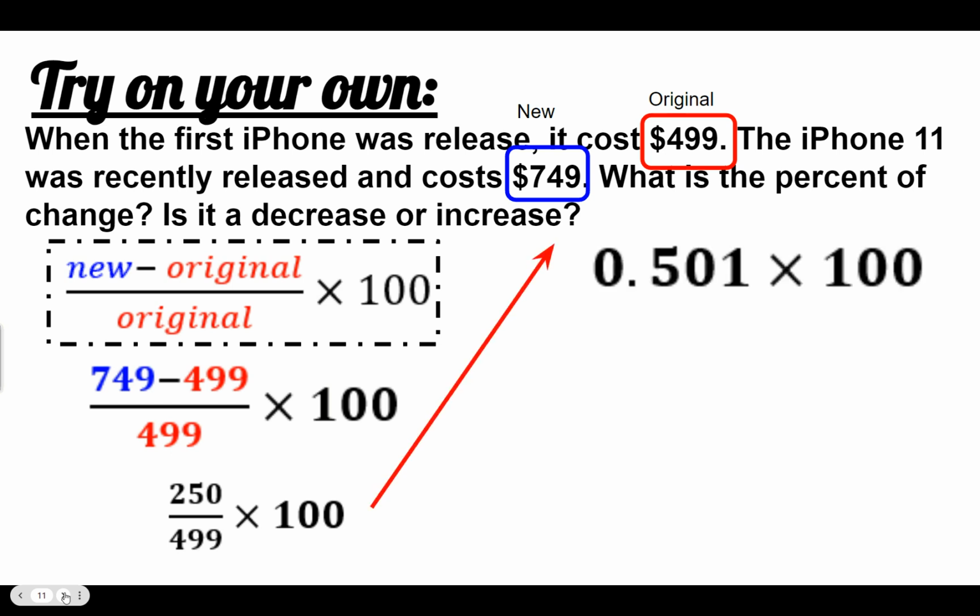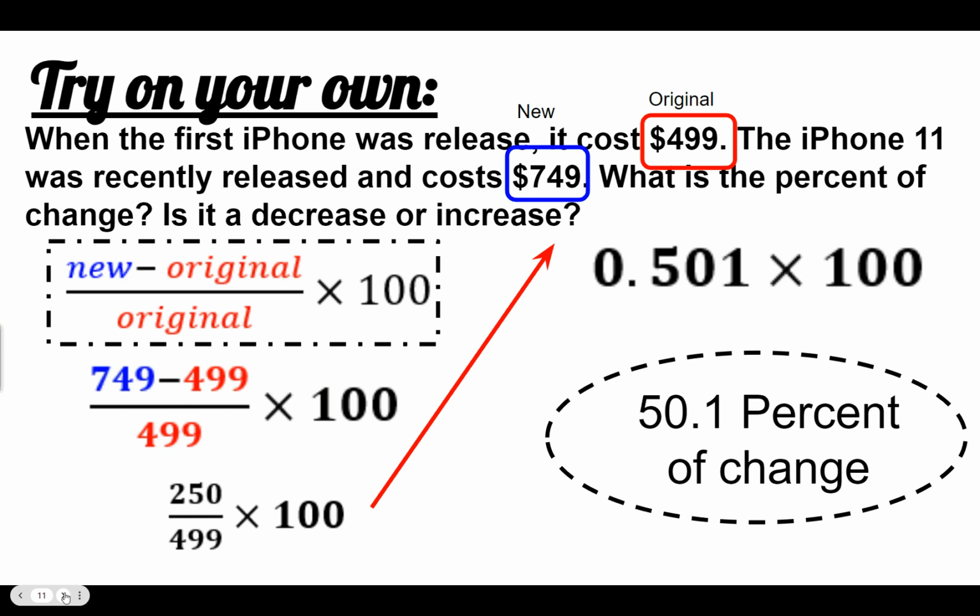That's going to give us 0.501. Now we're going to go ahead and multiply it by 100. We get a 50.1% of change. They still want to know if it's a decrease or increase, and we said the price went up, so that's an increase. So we're going to label it 50.1% increase. We have to have those words, increase or decrease, non-negotiable. Have to include those words.